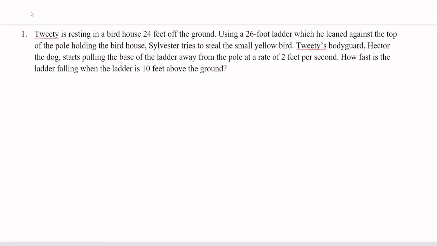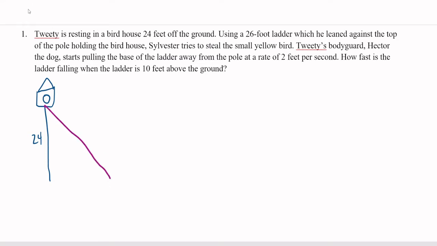So there is a ton of information here, but just start trying to draw it out. So here we go. Here's the birdhouse. Boom. What do we know? This is 24 feet, here to here. Okay, what else is happening? Well, there's a 26-foot ladder leaned against the top of the pole. So I'm going to draw the ladder like this.